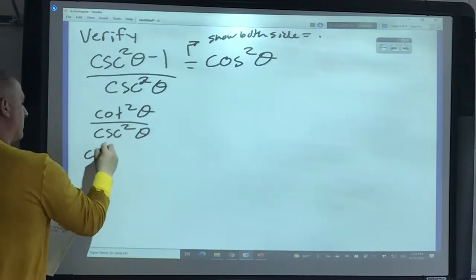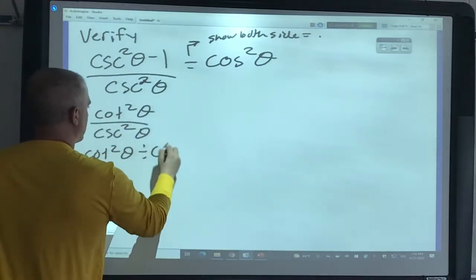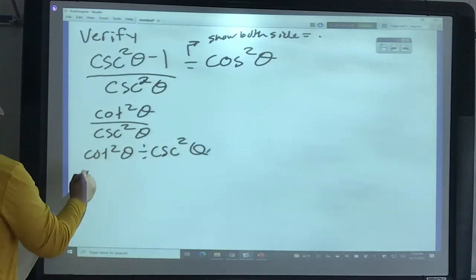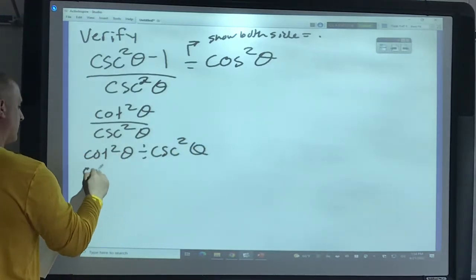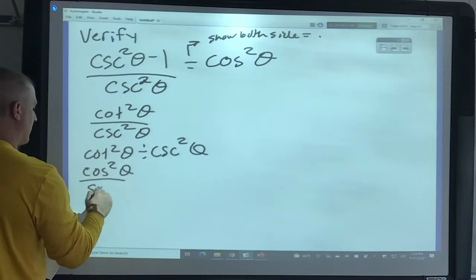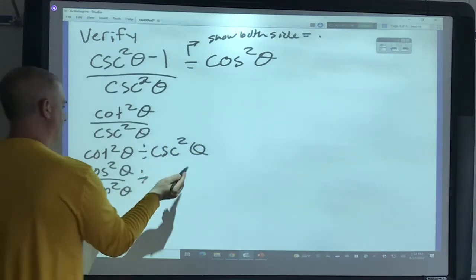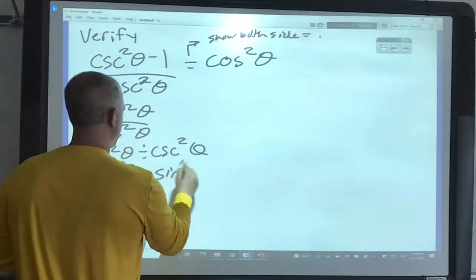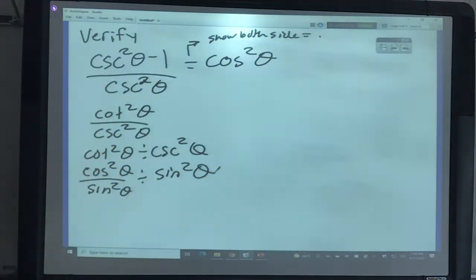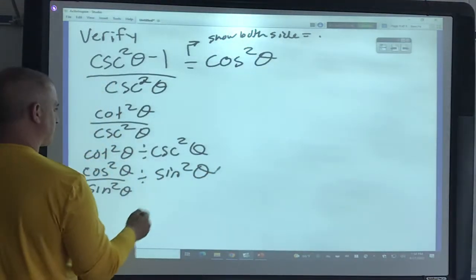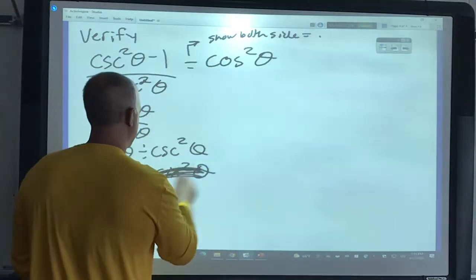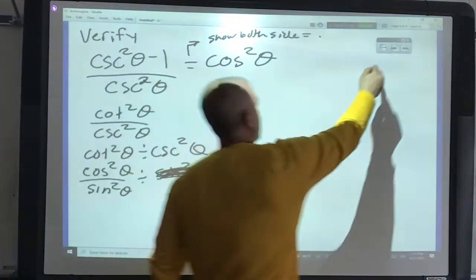What does that mean? Cotangent squared divided by cosecant squared. So that's cosine squared over sine squared divided by sine squared. I'm sorry, divided by 1 over, that's not right, hold on 1 second.